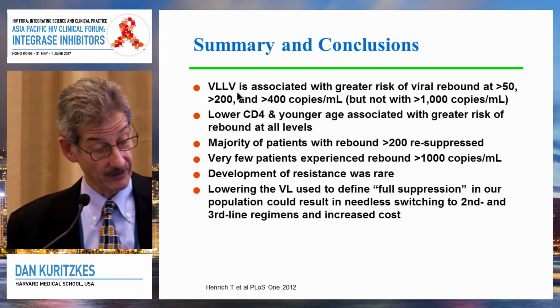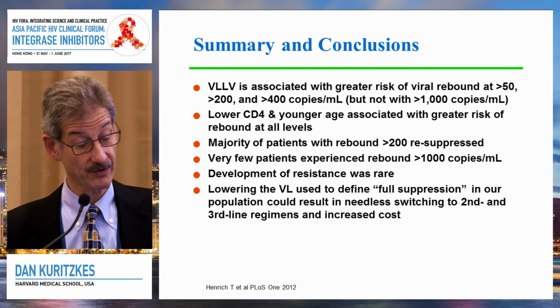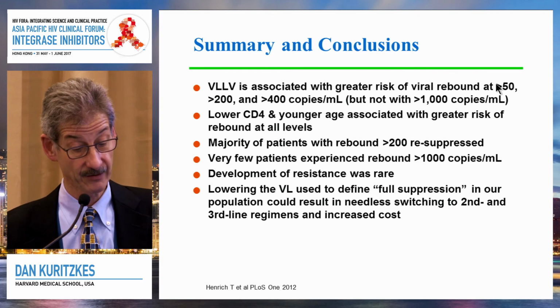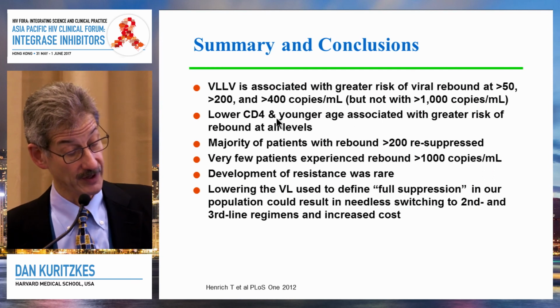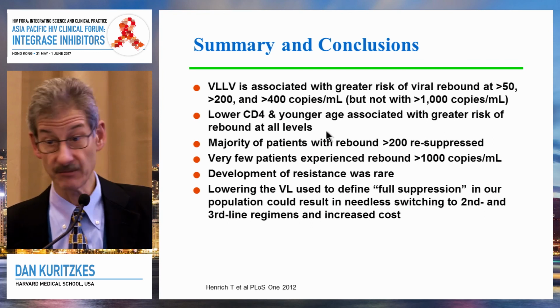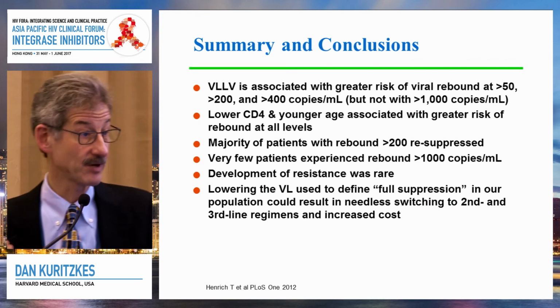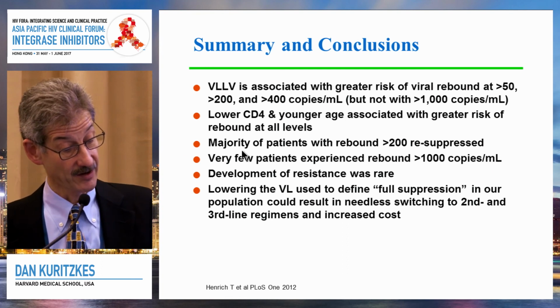So very low level viremia, that is having this 20 to 50 copies, was associated with the greatest risk of viral rebound to greater than 50 and 200 copies, but not rebound to more than 1,000 copies. Lower CD4 count and younger age were associated with the greater risk of rebound, and we've seen this in many studies, especially young age. People who are younger are less likely to be adherent to their regimens.